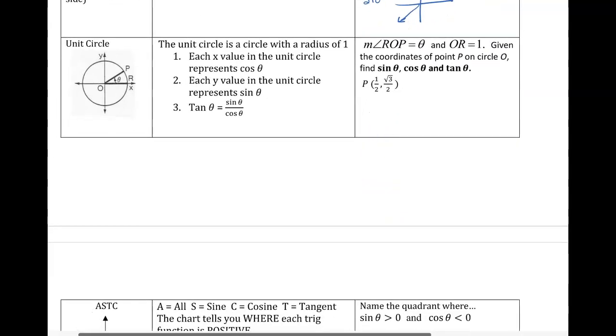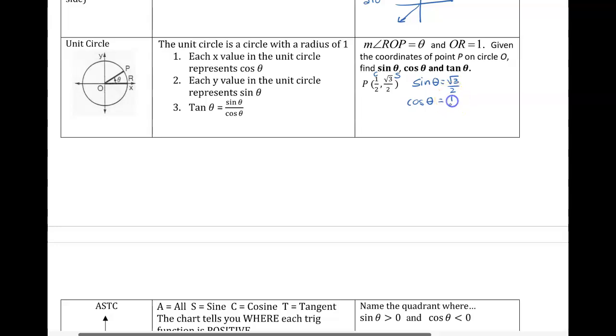Next, when we look at the unit circle, any point on that unit circle, cosine corresponds to the x-coordinate and sine corresponds to the y-coordinate. So if I were to be asked to state what sine, cosine, and tangent are based on this point on the unit circle, well, sine of theta would just be that corresponding y-coordinate, which is radical 3 over 2.